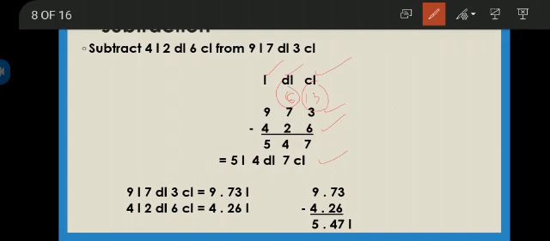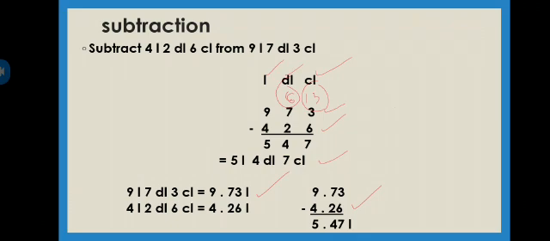Again, we can subtract it by converting the whole measures into liter. So 9 liter, 7 deciliter and 3 centiliter is equal to 9.73 liter. 4 liter, 2 deciliter, 6 centiliter is equal to 4.26 liter. Now we can subtract it and get the result 5.47 liter.